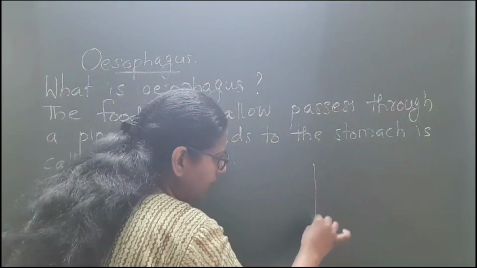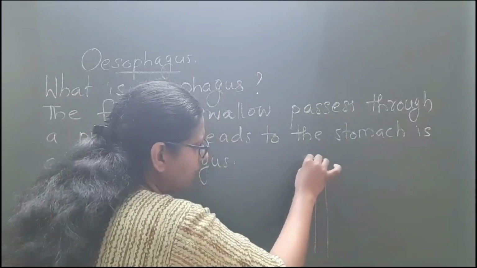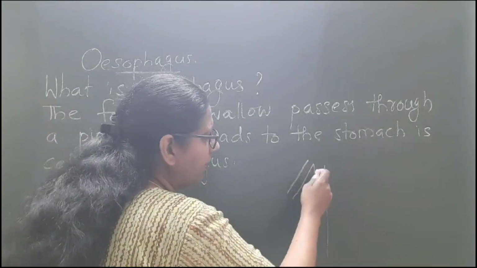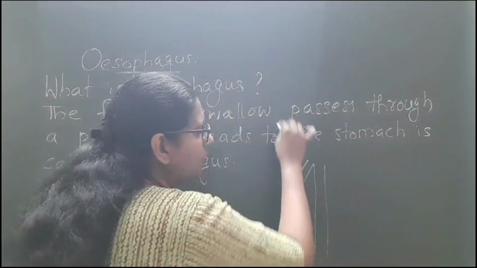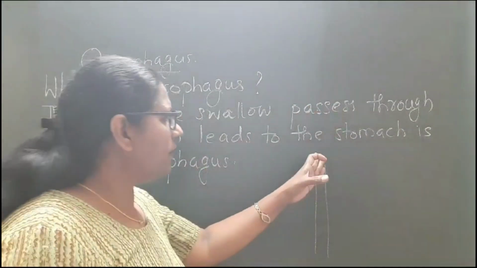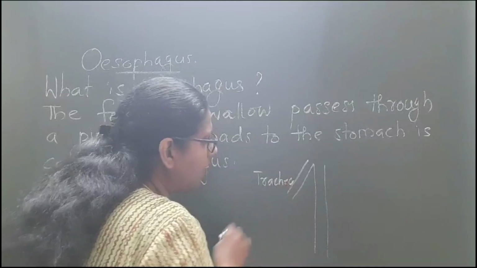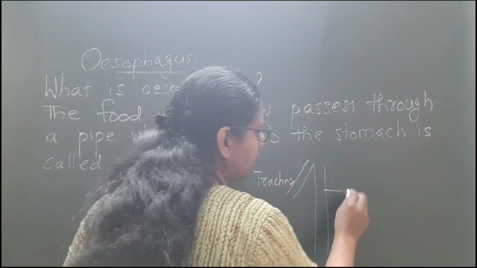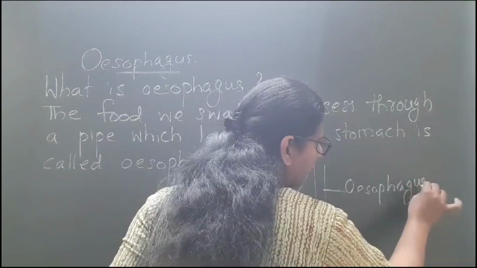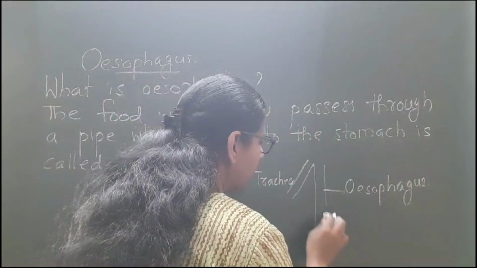The esophagus is a pipe, and here it splits. One is the trachea and the other one is the esophagus, and here it is the mouth and throat. Now this much only I am showing. Here it gets separated, and this is the trachea, and this is the esophagus. This comes down to the stomach.